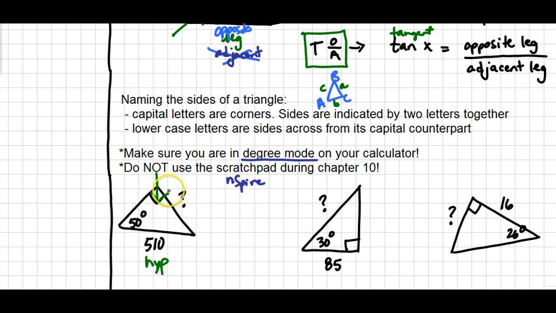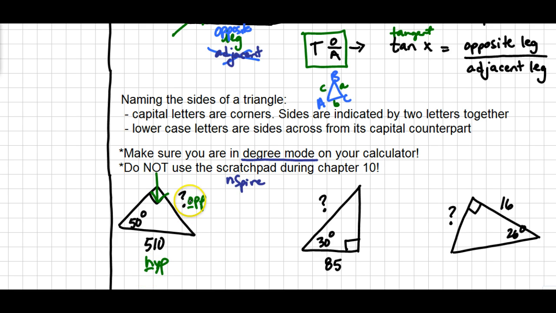Then the 50 and the side that's been marked with a question mark have a relationship, and I need to figure out if that relationship is opposite or adjacent. Is this side opposite or adjacent this angle? It's indeed opposite. If I were looking for the adjacent side, it would be over here, but there's nothing there. There's no label, so I'm not even going to worry about putting anything on this side because I'm not looking for it. Now you look at your acronym.